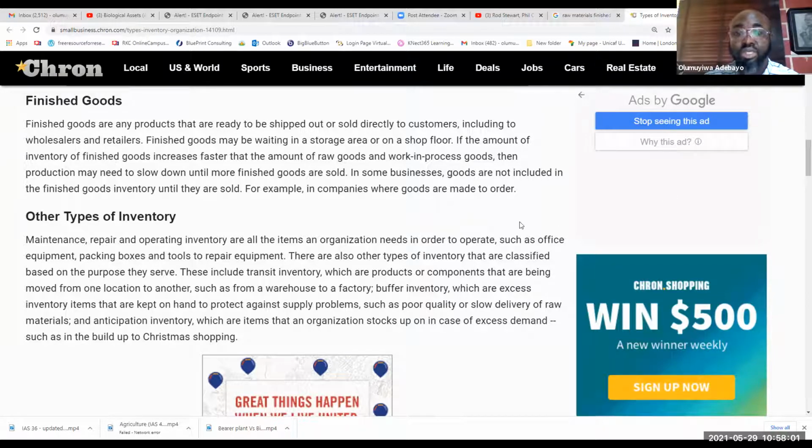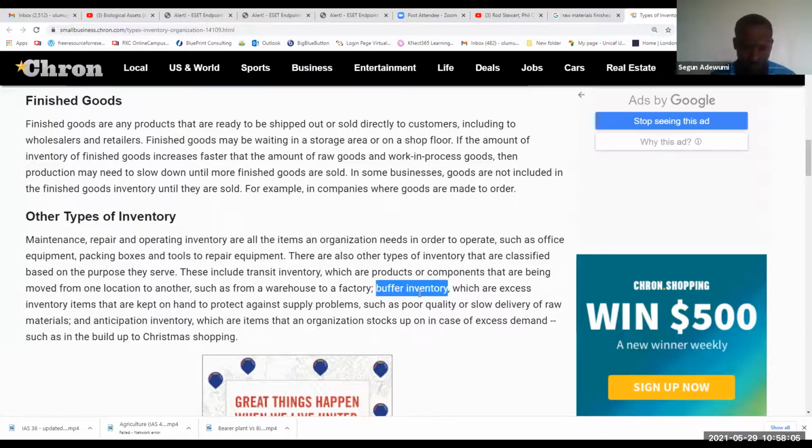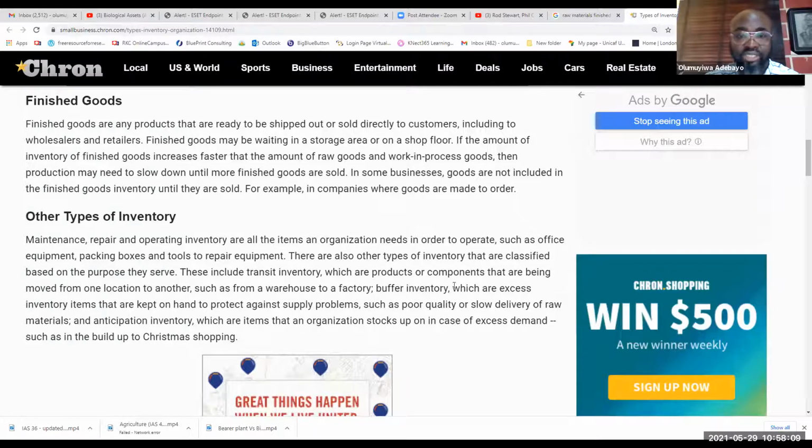Thank you very much. And please just take note of this buffer inventory. We are going to discuss it later, okay? But just take note of this buffer inventory. Yeah? We'll look at that. Now, that is that from that perspective.